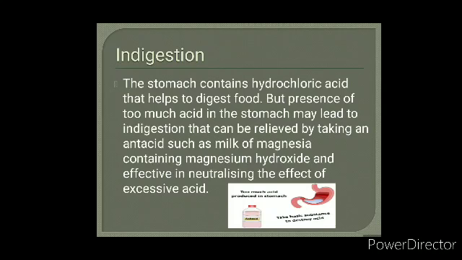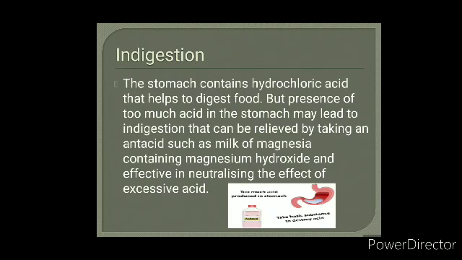To relieve indigestion, we take an antacid. It neutralizes the effect of excessive acid and relieves us from the pain. So we should take antacid whenever we suffer from indigestion, because in indigestion the stomach releases excess hydrochloric acid. To neutralize it, we need some base, and for that purpose we take antacid which contains milk of magnesia. Remember that milk of magnesia is a base which will neutralize the effect of hydrochloric acid.